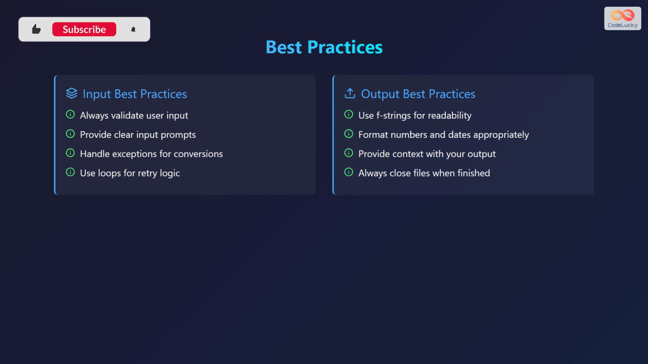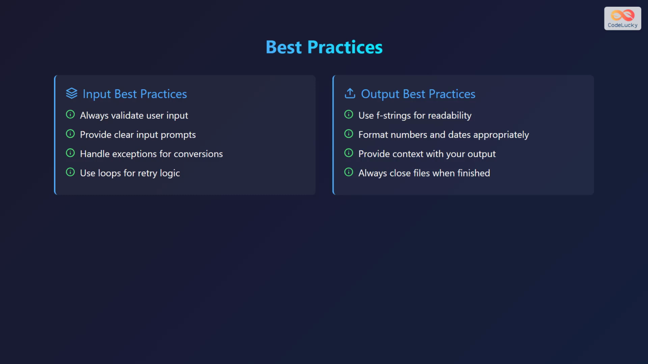Let's look at some of the best practices to keep in mind when dealing with user input and output. When taking user input, always validate the input to ensure it is in the expected format and range. Provide clear and specific prompts to guide the user on what input is expected. Use try and except blocks to handle potential errors during type conversions. And use loops to allow users to retry if they enter invalid input.